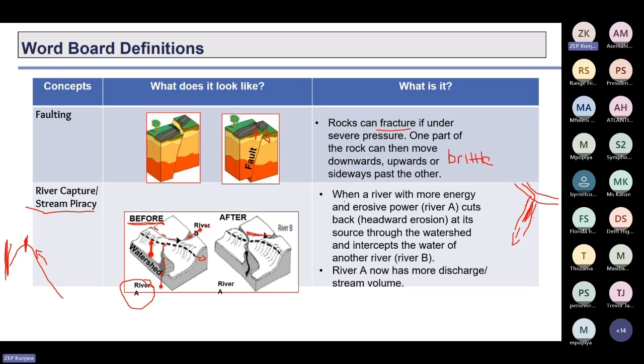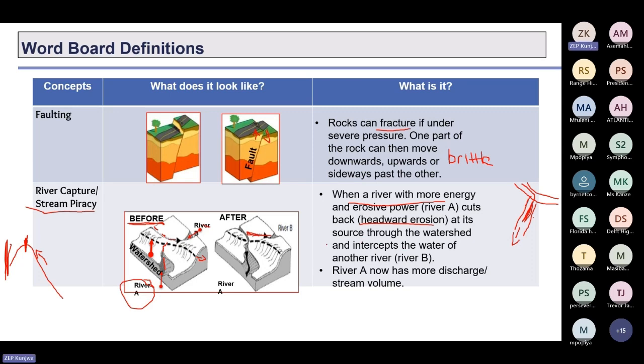Now let's look at what the statement is saying there. It says when the river is more energetic and has got erosive power, as I told you there, this erosion that is happening here is referred to as headward erosion, or you can say backward erosion. Remember, towards the head, which is the watershed there.